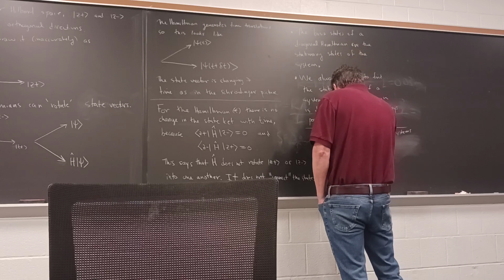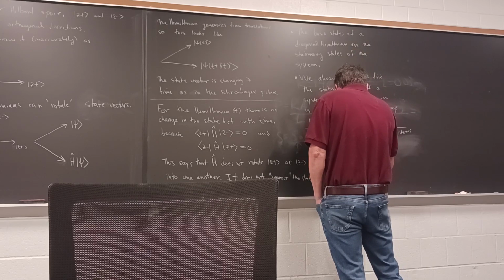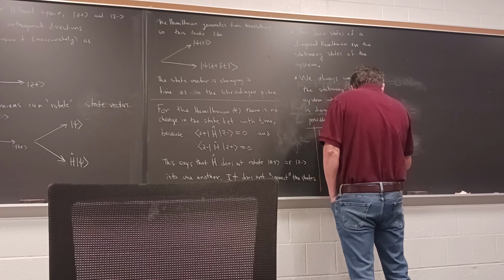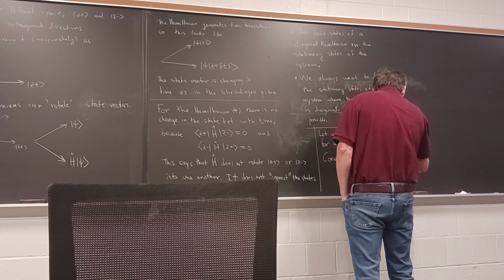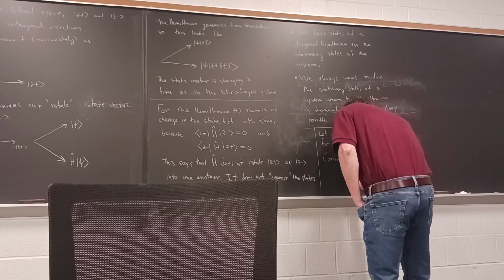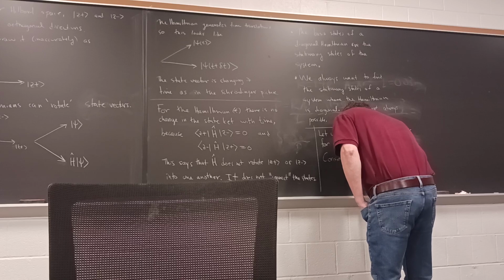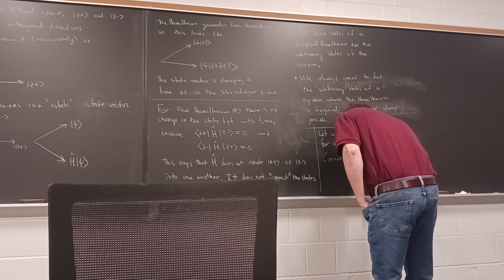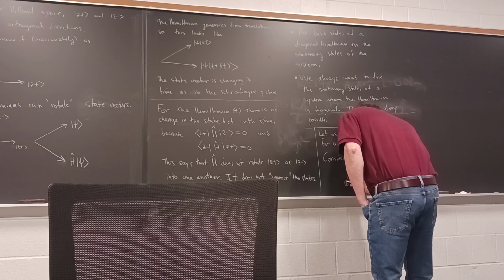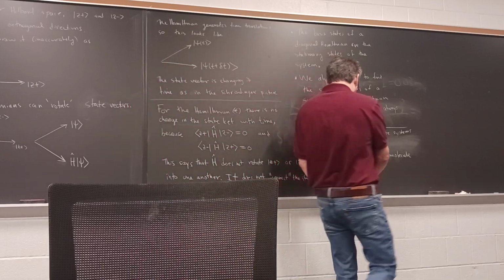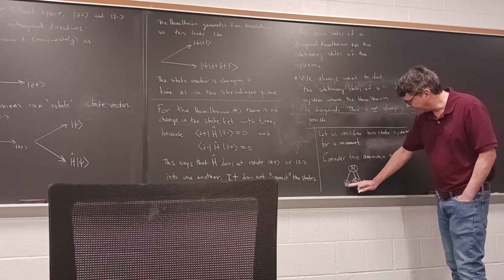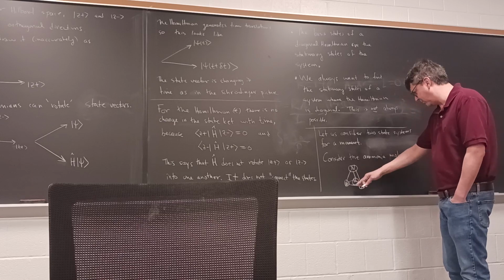So let's consider, for example, the ammonia molecule. So the ammonia molecule has a nitrogen atom, and then it has three hydrogen atoms that form a plane. Any three points form a plane. And the nitrogen atom sits above or below this plane.